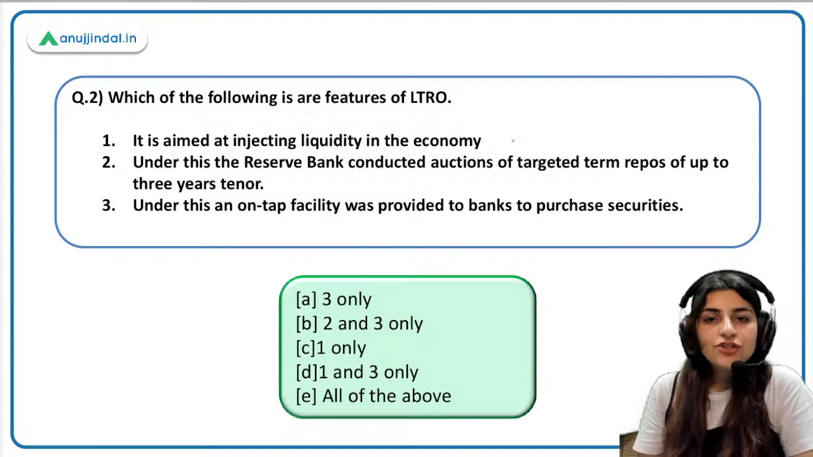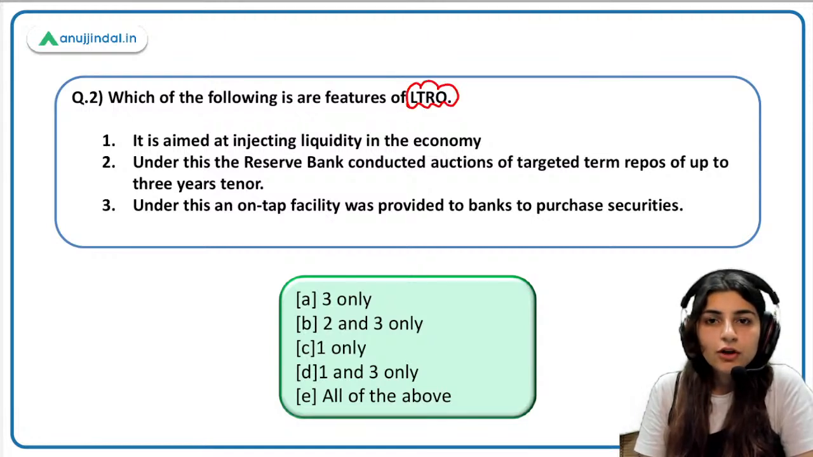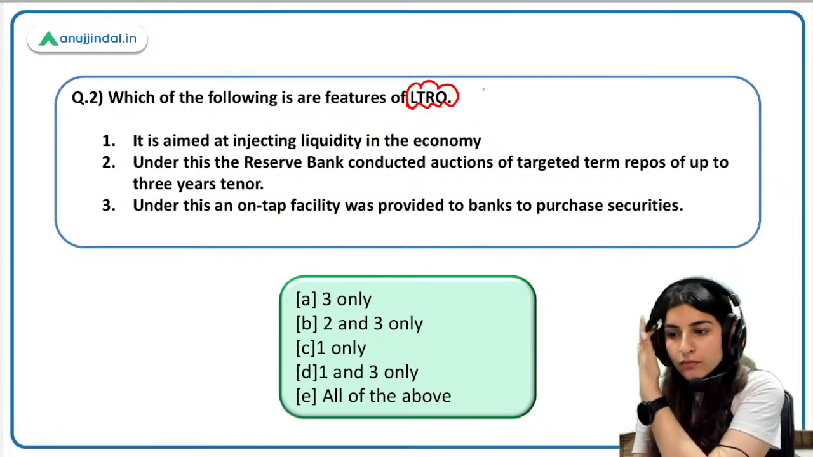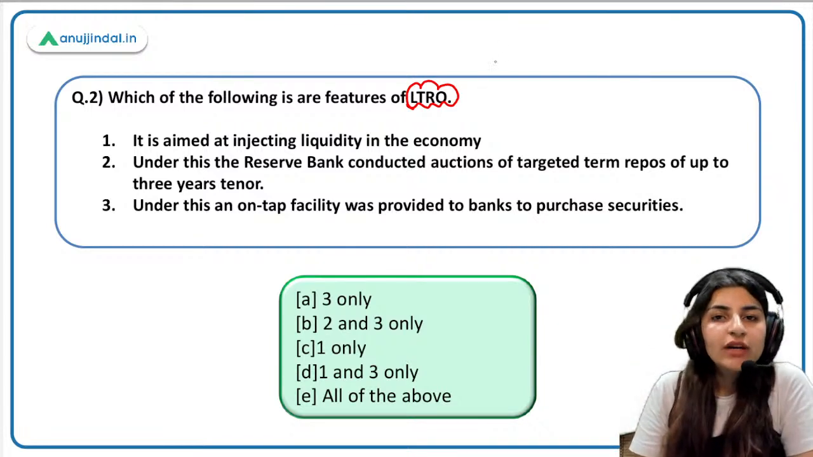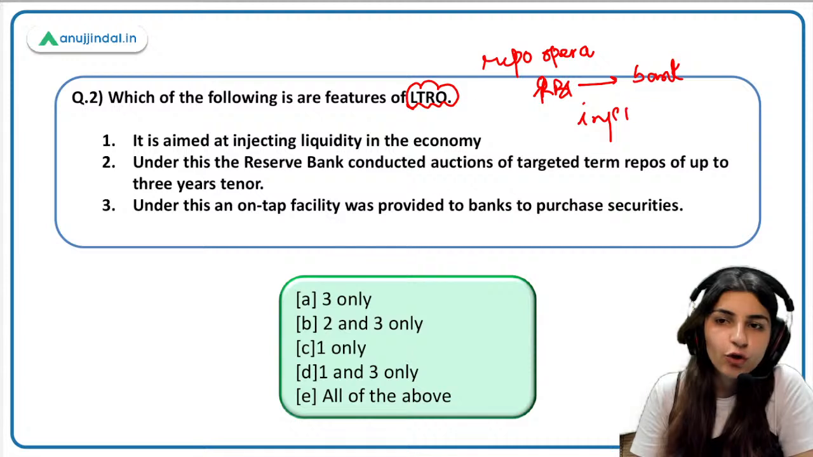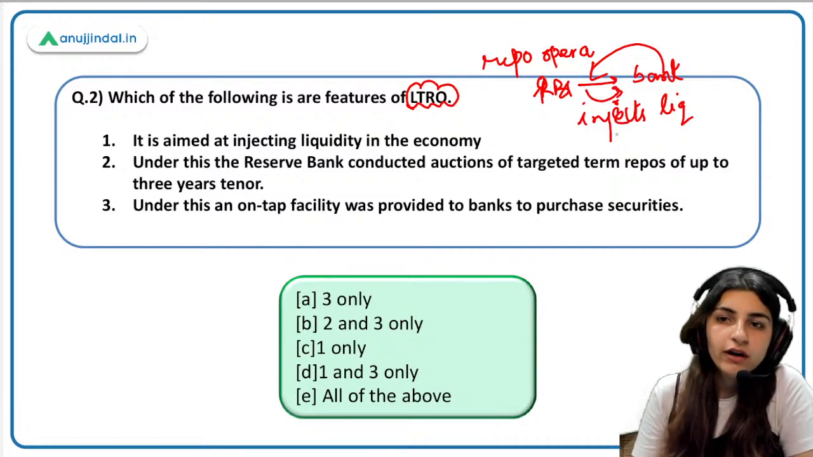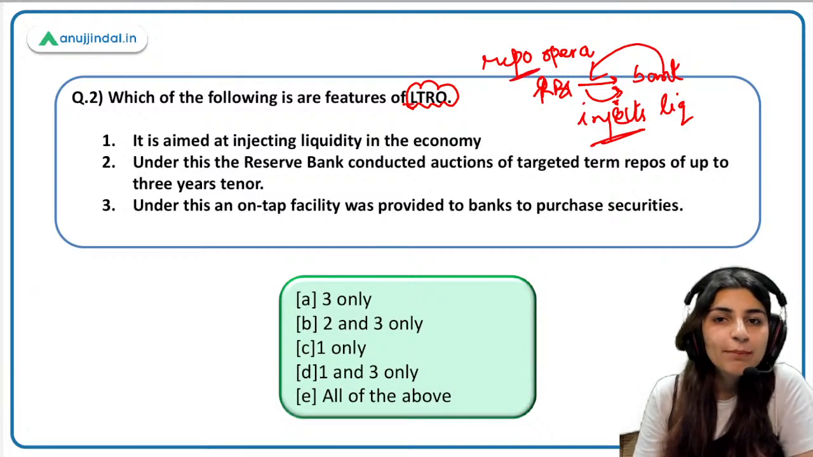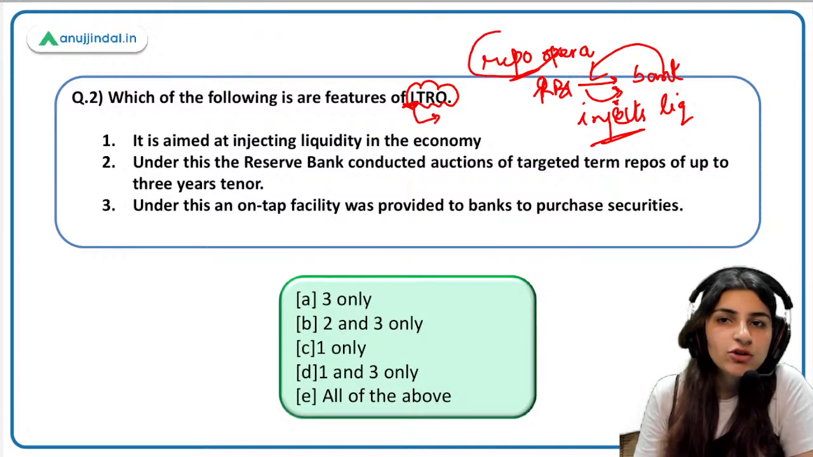Okay, the second question is about LTRO, long-term repo operations. Long-term repo operations work just like repo operations. What happens in a repo is RBI gives loans to banks, or through this RBI injects liquidity in the economy. Banks एक collateral provide करते हैं to the RBI through which it gets a loan or liquidity. So banks who are in need of liquidity, through repo operations they can get liquidity. Now in long-term repo operations, this same process happens for a longer period of time, let's say 3 years, usually 3 years.